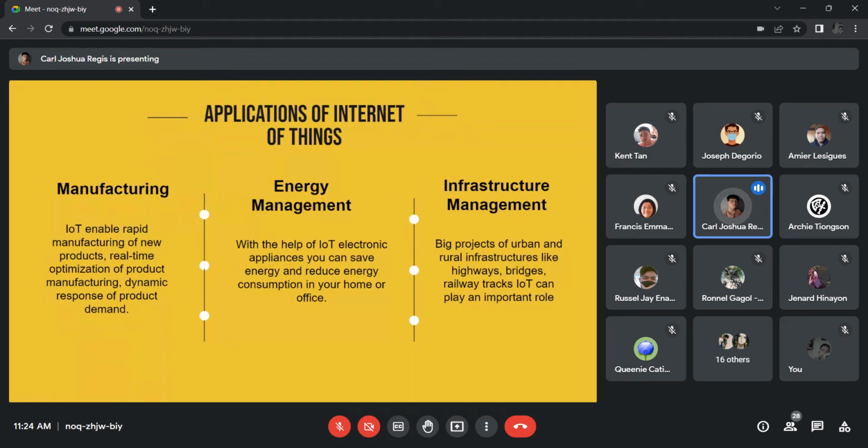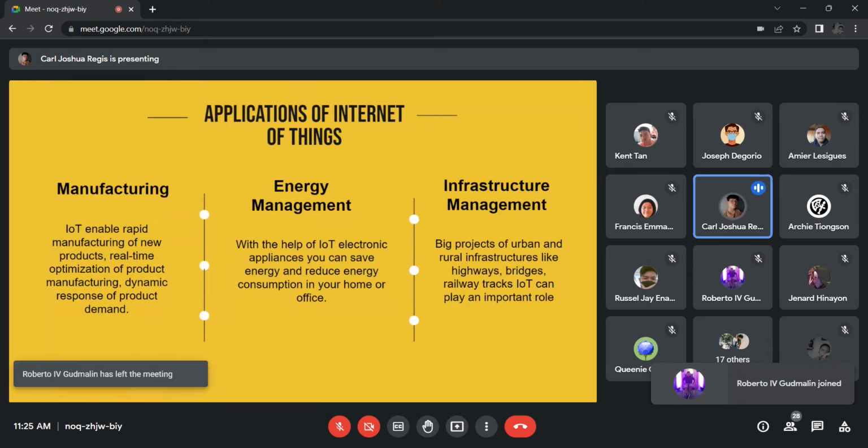Then energy management, with the help of IoT electronic appliances, you can save energy and reduce energy consumption in your home or office.